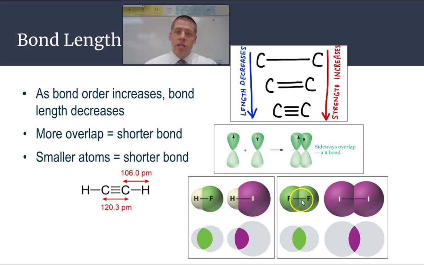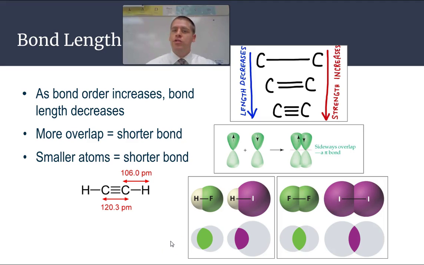Compare diatomic fluorine to diatomic iodine, right? Again, they're both single bonds, so they have that in common. So that's not going to affect the bond length. What affects the bond length here would be the size of the atom. Fluorine is a much smaller atom, and so it has a shorter bond length. When they overlap, the atoms are physically closer to each other, right? Fluorine would be overlapping in the 2nd energy level, whereas iodine would be overlapping, I think, in the 5th.